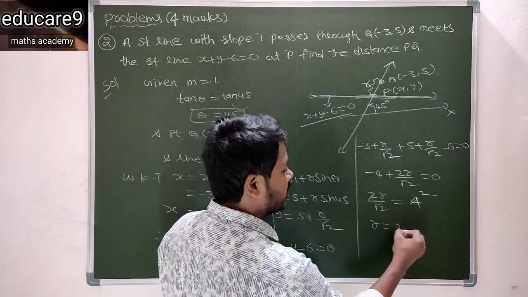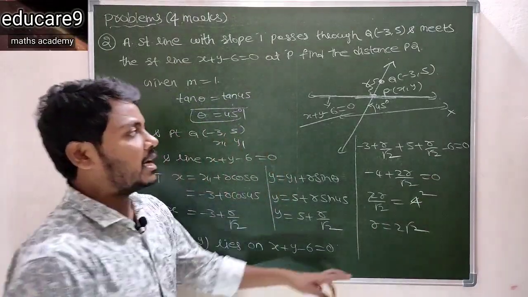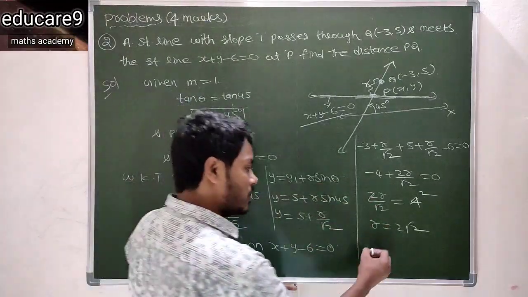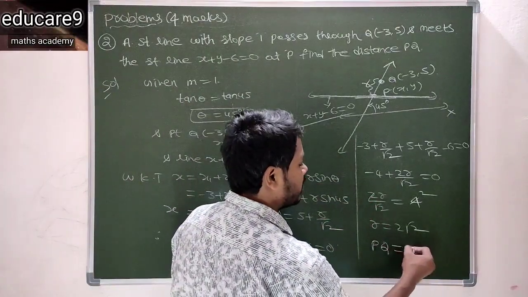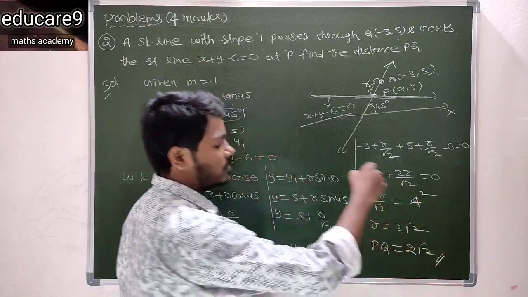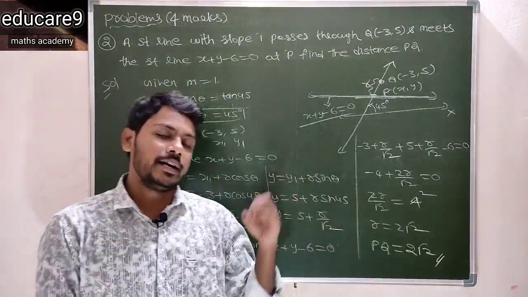Therefore r is equal to what? 2 root 2. So clearly r is the distance between PQ. So therefore the distance between PQ is what? 2 root 2 units. Okay. So this is the required distance.